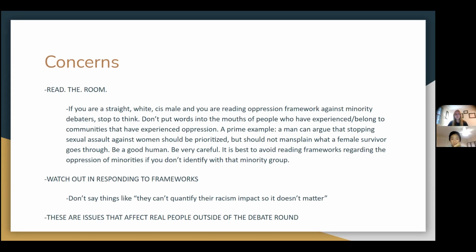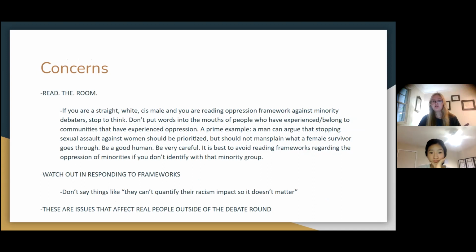And some responses to structural violence framework can be pretty bad too. You'd never want to say they can't quantify their racism impact, so it doesn't matter. Obviously the reason they ran framework is because it doesn't fall under a cost benefit analysis framework, and there's a reason they're prioritizing it. To just ignore that is, one, not a very good debate strategy, but two, not cognizant of what people have gone through and the importance of that issue, because everything we talk about in a debate round is a thing that affects real people. So you just want to be aware of that and take that into account in your responses and your arguments.